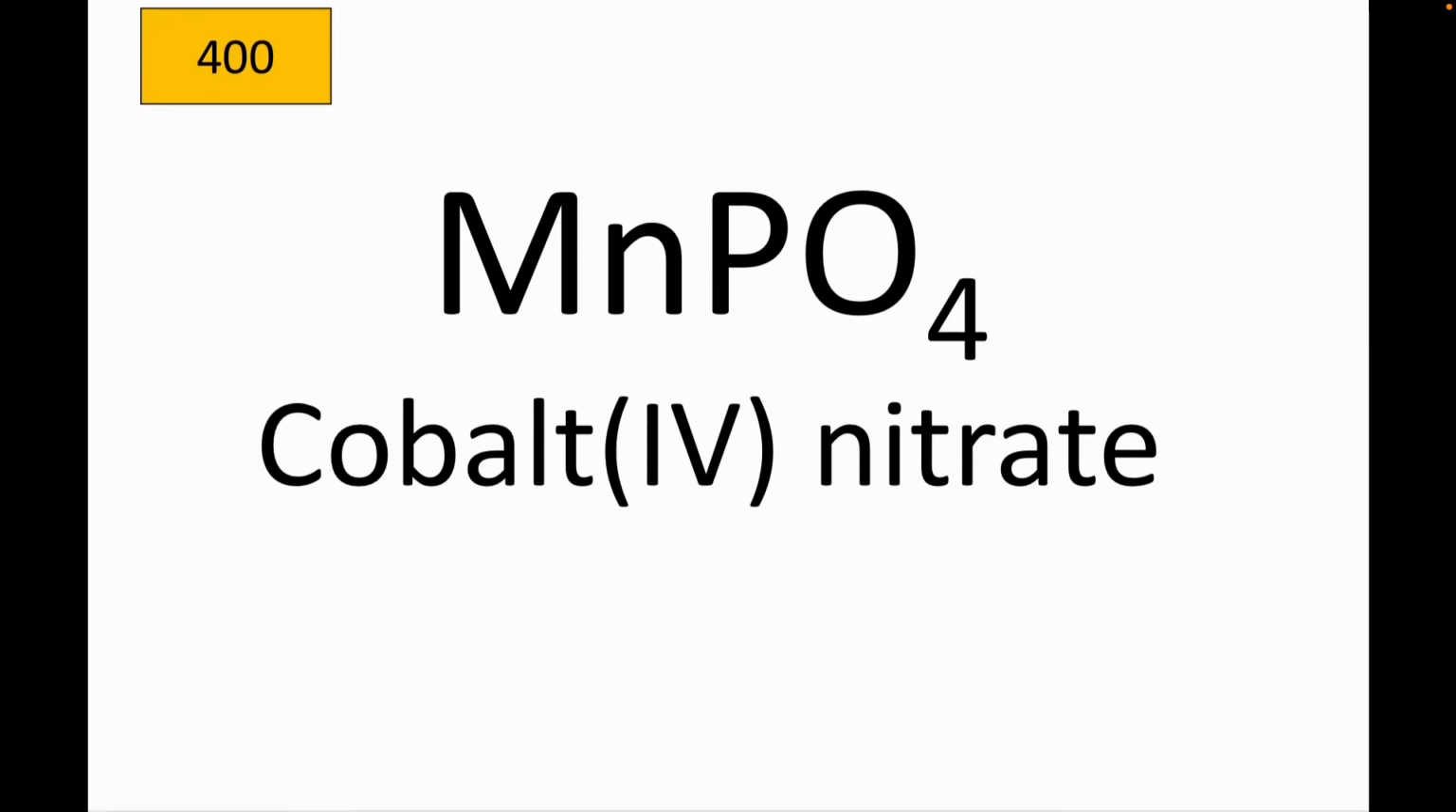All right, so again, let's do the formula first. So I'm going to say cobalt, and this name is telling me my cobalt has a +4 charge. What is nitrate? NO3 -1. So first of all, remember, there are these polyatomic ions that we just have to know.